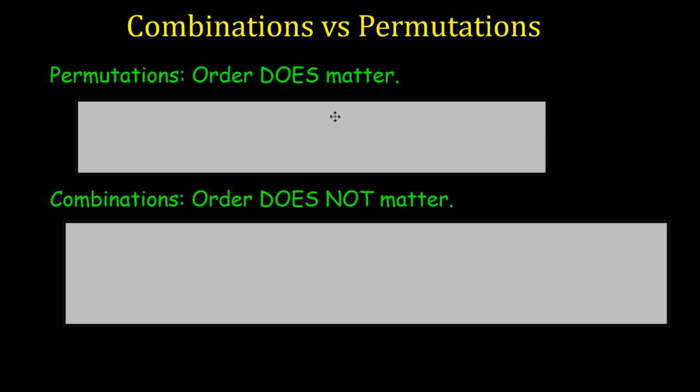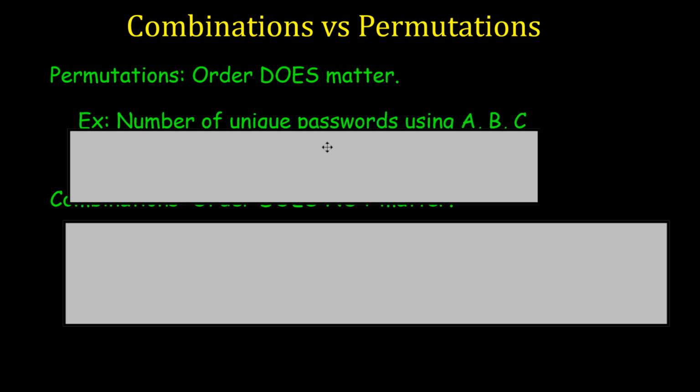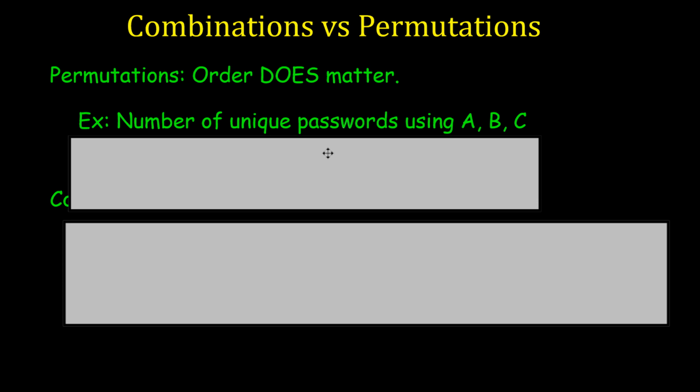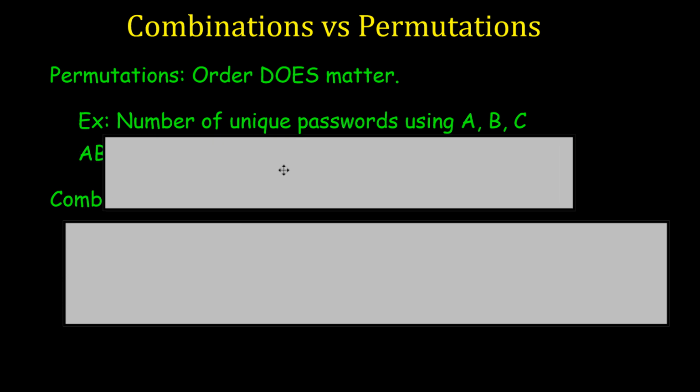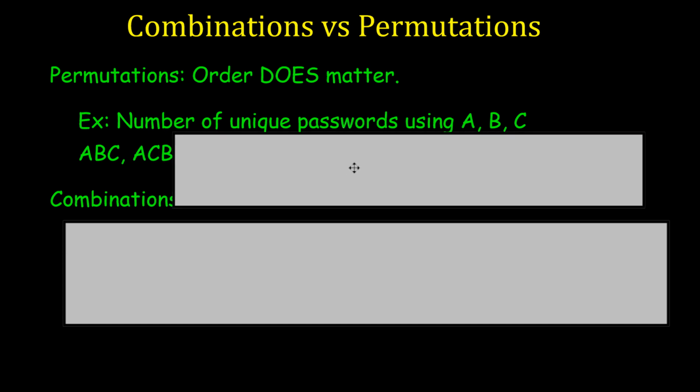So what I mean by that is an example might be the number of unique passwords using the letters A, B, and C. So what I'm saying is if you chose A, B, C in that order, that would be one password. If you switch the B and the C around, then you'd have ACB. That's a completely different password.